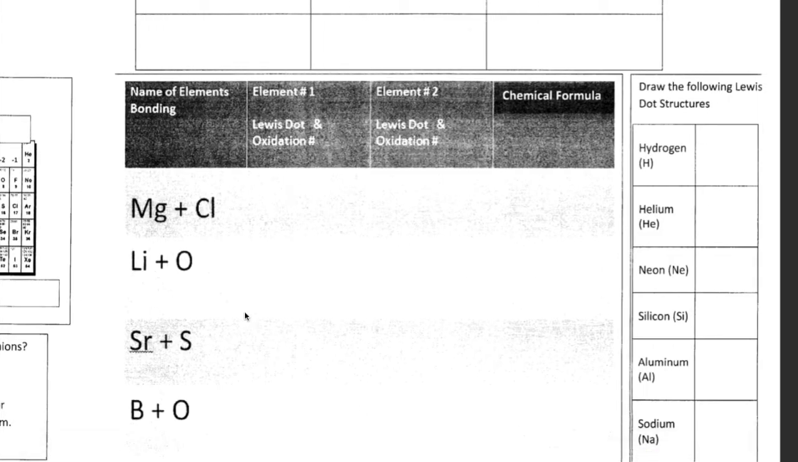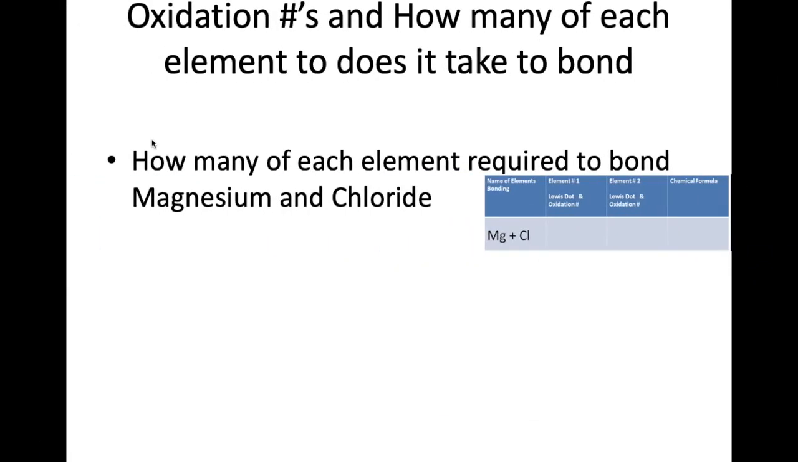Now you should be at this point on your note sheet. We want to use the oxidation number and the Lewis dot structure to determine how many of each element it's going to take in order to create a bond. So let's start by looking at magnesium and chloride. How many of each element are we going to need?